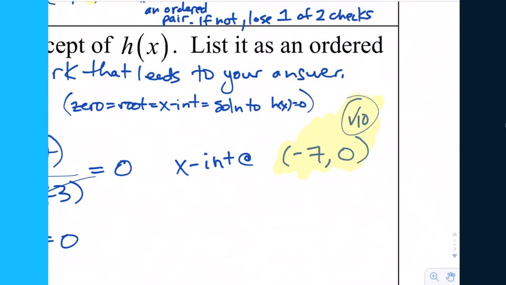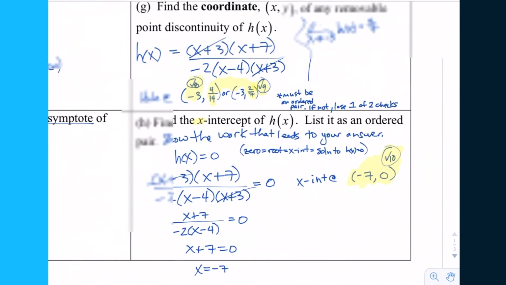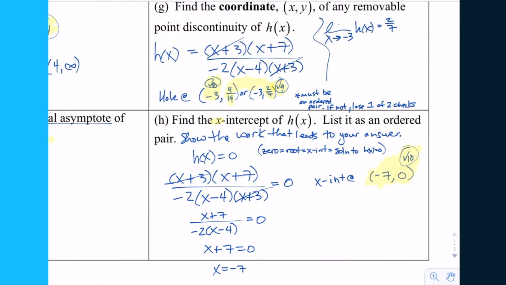No, you could write the word at. On the quiz, you mean? No. On the quiz, all you have to put is -7, 0, because this question is asking you to find the x-intercept. Oh, that's fine. Did you put a colon or anything? Well, I should put a colon or something.